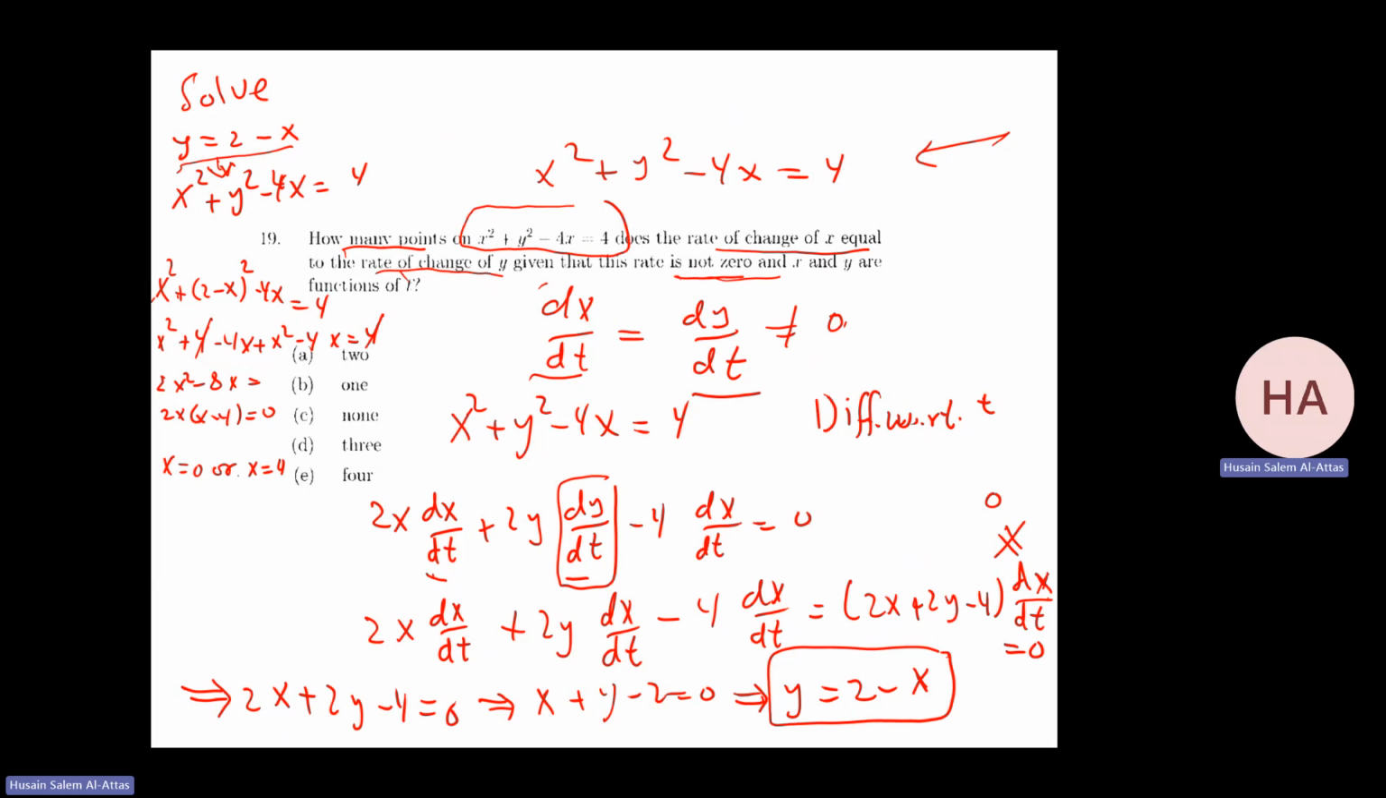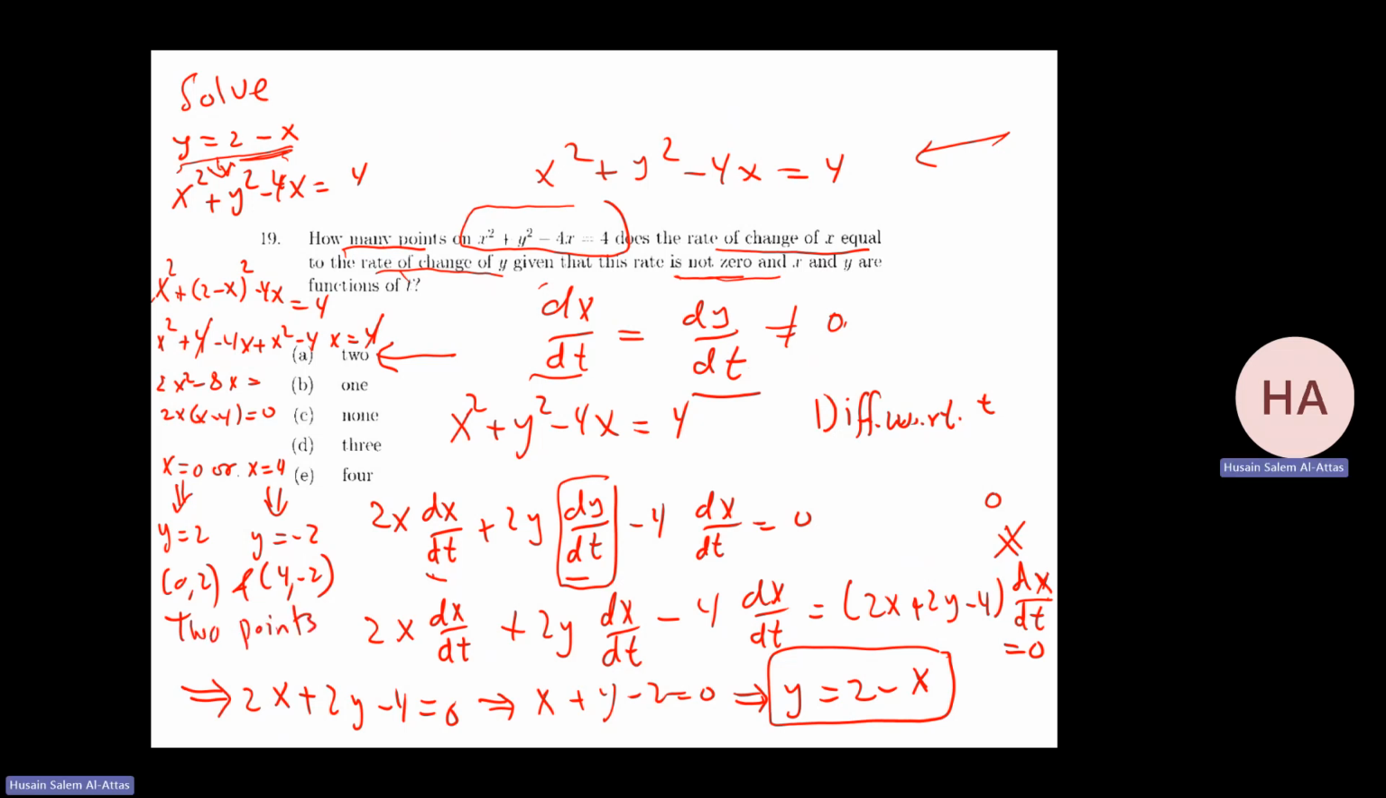So if x equals 0, what will be y? y will be 2. If x equals 4, what will be y? y equals minus 2. So I have the points (0, 2) and (4, minus 2). Yeah, it's good to check dx by dt not equal to 0, but I think it's okay. So how many points do you have? 2 points. These are the 2 points.